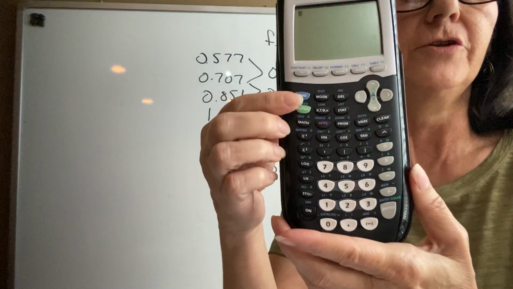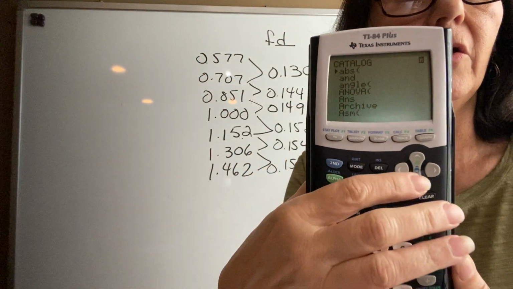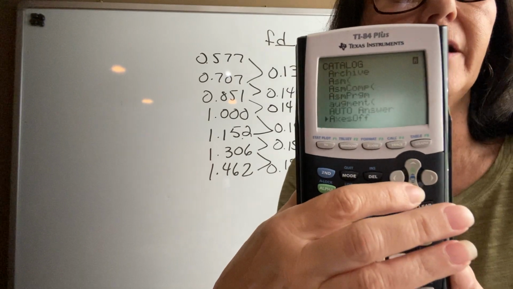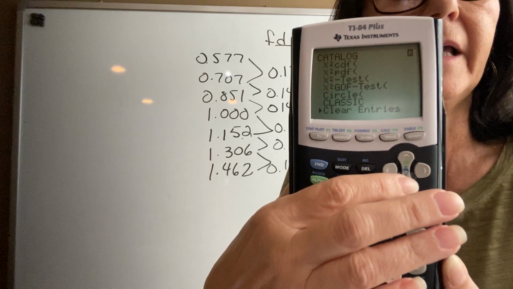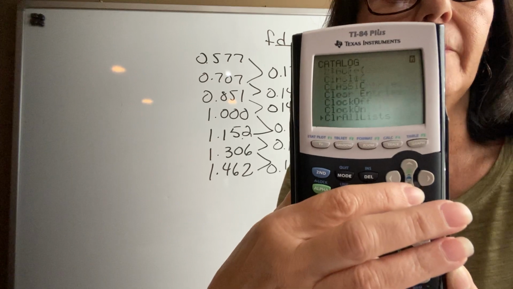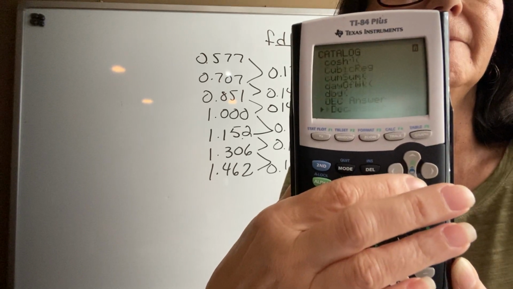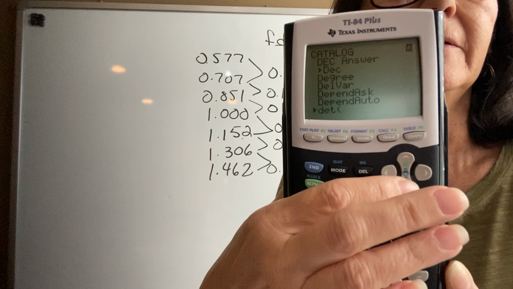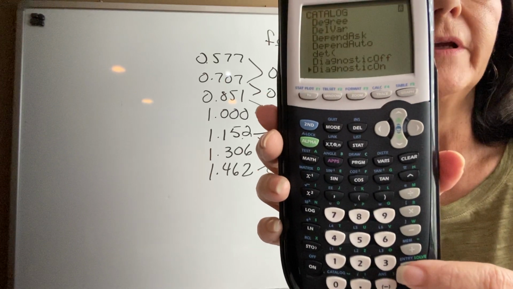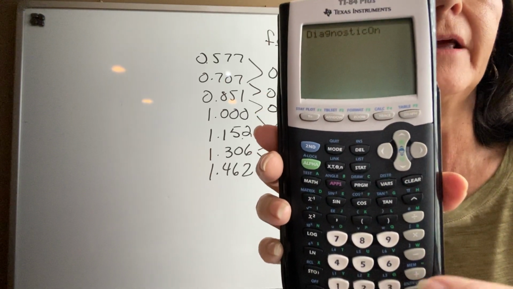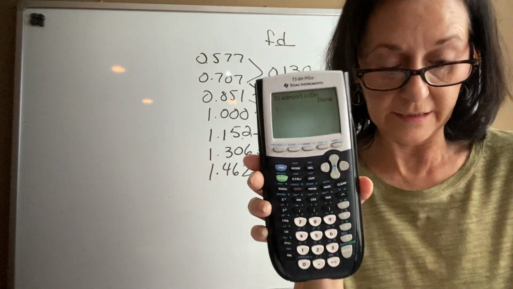All right, I need you to go to second 0, and you're going to have this list. I need you to go down to diagnostics on, or else it's not going to give you all the information that you need. So what did I do? Second, 0. And now I'm just going down till I see the words diagnostics on. Getting closer. That's diagnostic off. Okay, when my arrow is at diagnostic on, I'm going to hit enter, and it's going to come on my calculator. I'm going to hit enter again. And it's turned my diagnostics on.